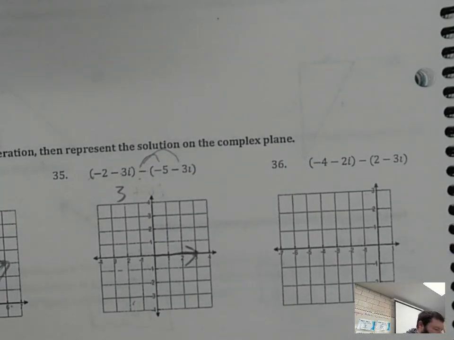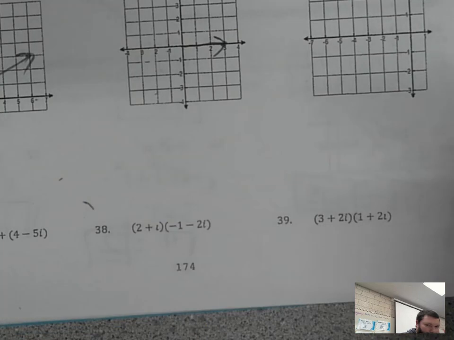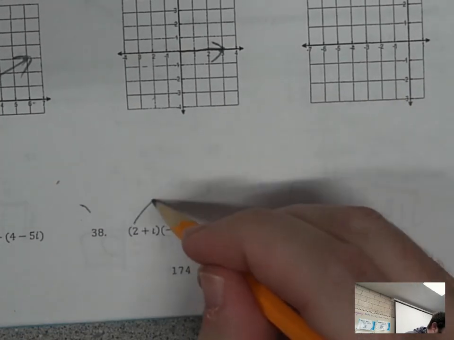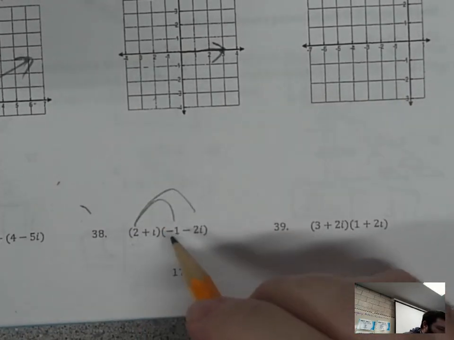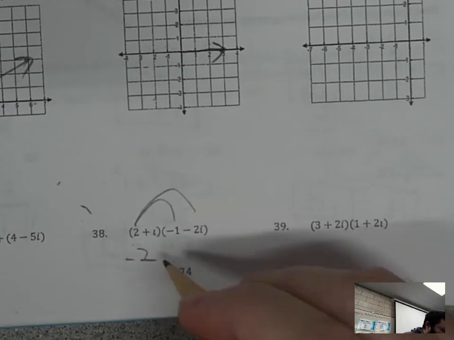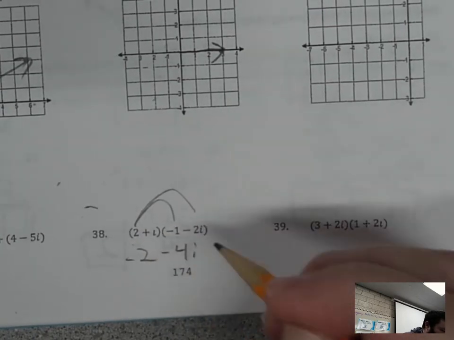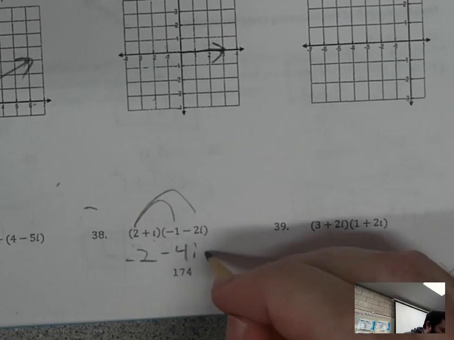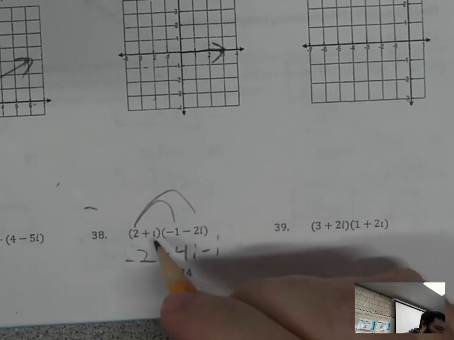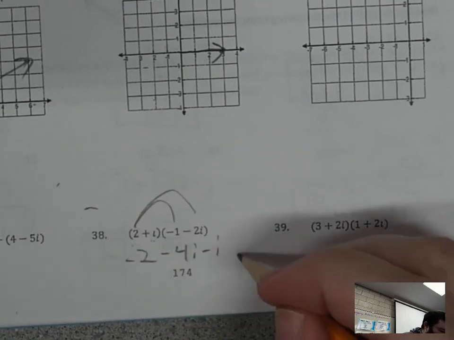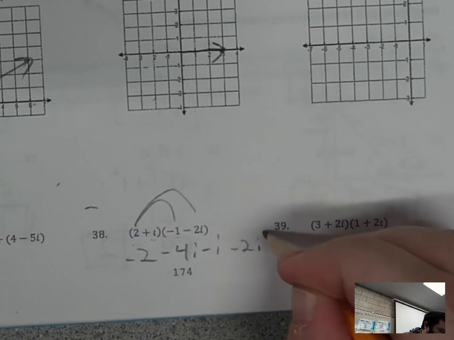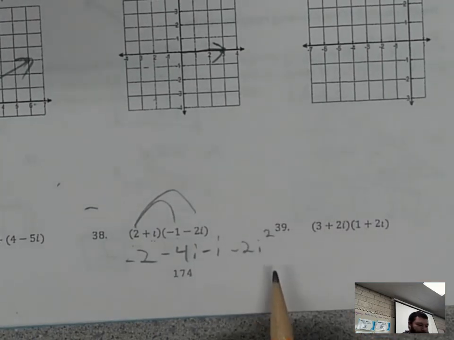Pretty tough. Okay? And then if you're multiplying, again, you just multiply through. You've got to distribute to both terms. 2 times negative 1 is negative 2. 2 times negative 2i would be negative 4i. And then i times negative 1 would be negative i. And then i times negative 2 would be negative 2i squared. We'll come back to that one.